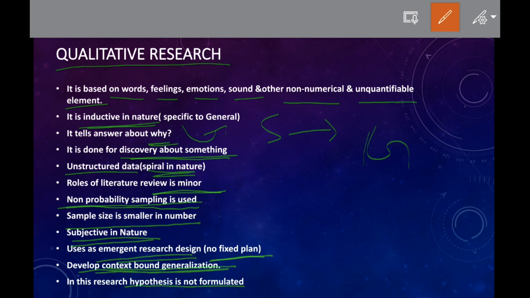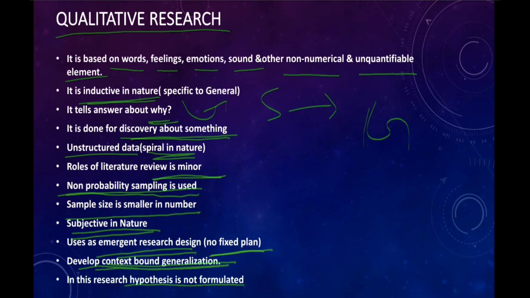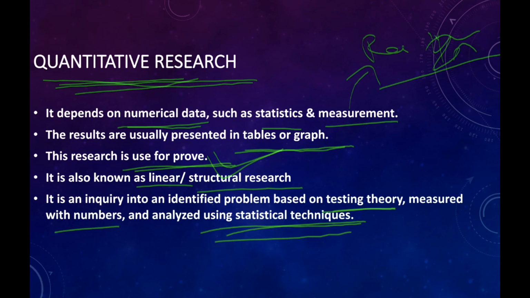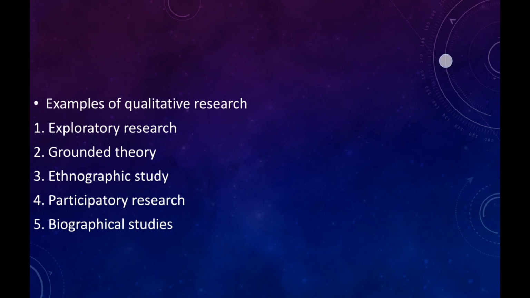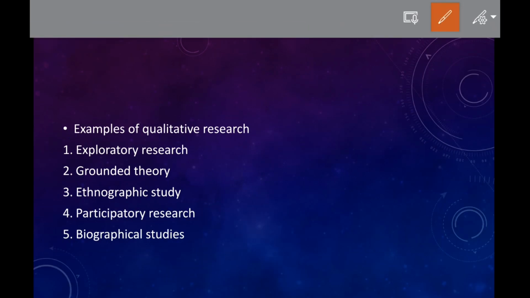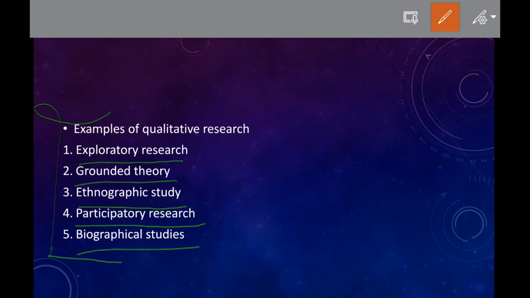It means quantitative research is completely opposite to qualitative research. Then you can differentiate them perfectly. These are the characteristics of quantitative and qualitative research that you can differentiate perfectly. It will be more helpful for connecting with the questions. Then such examples are exploratory research, grounded theory, ethnography study, participatory research, biographical studies. These are examples of qualitative research.